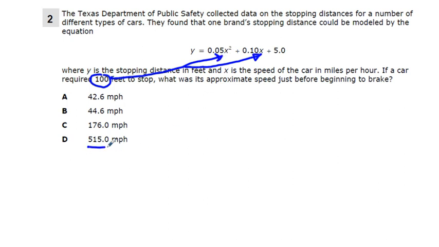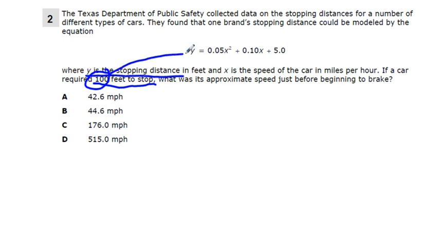And what did that student get for an answer? Answer choice D, 515 miles per hour. Now, is that a correct answer? No, it is not, and let me explain why. If you read carefully, as you should, y is the stopping distance, and also 100 feet is required to stop. So 100 doesn't go in for x, 100 goes in for y.